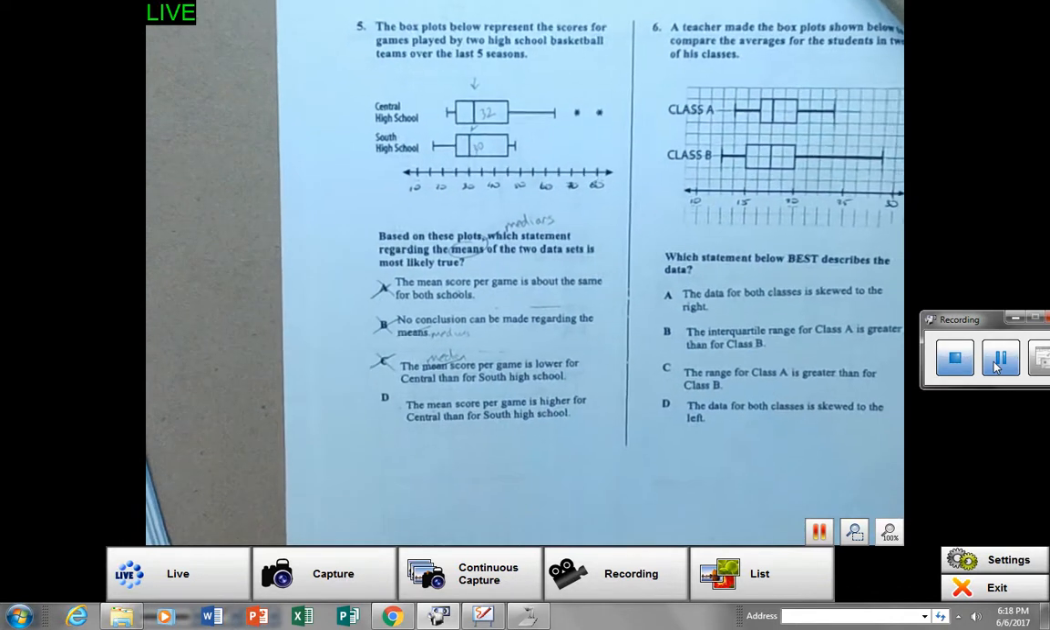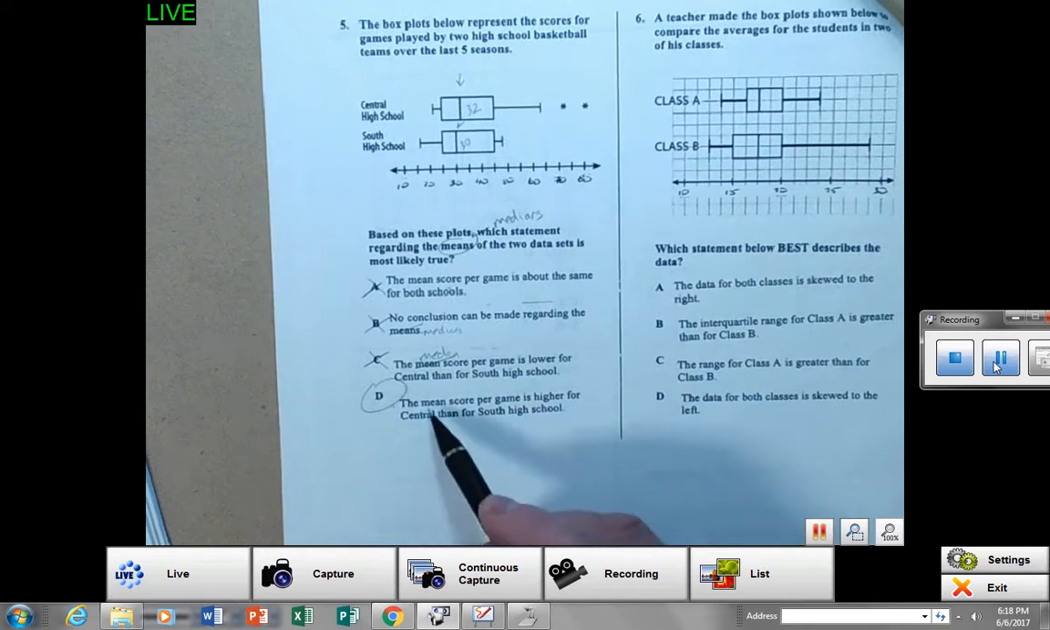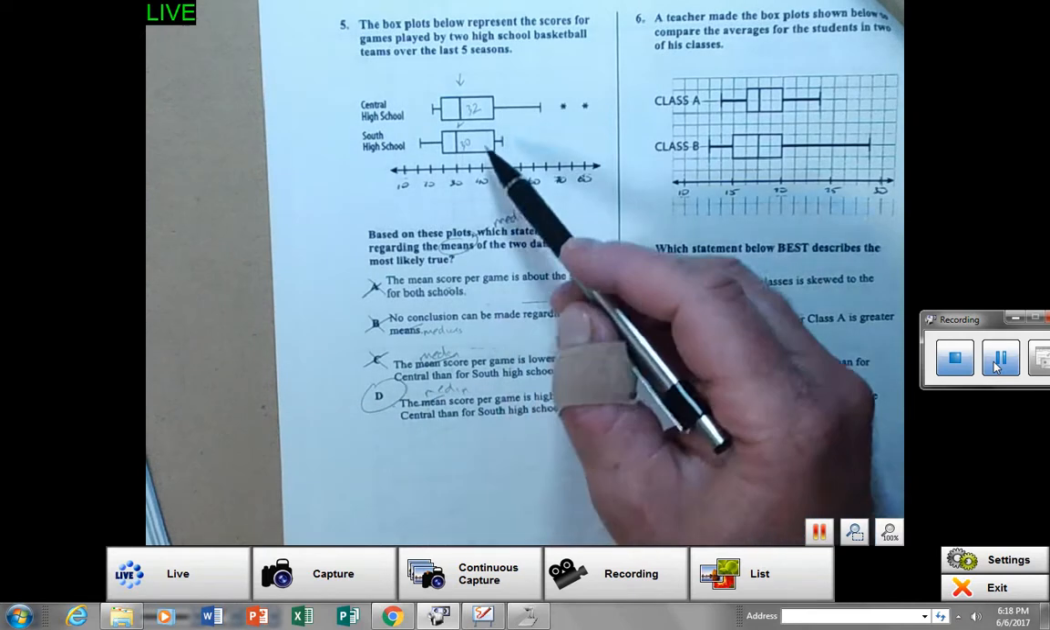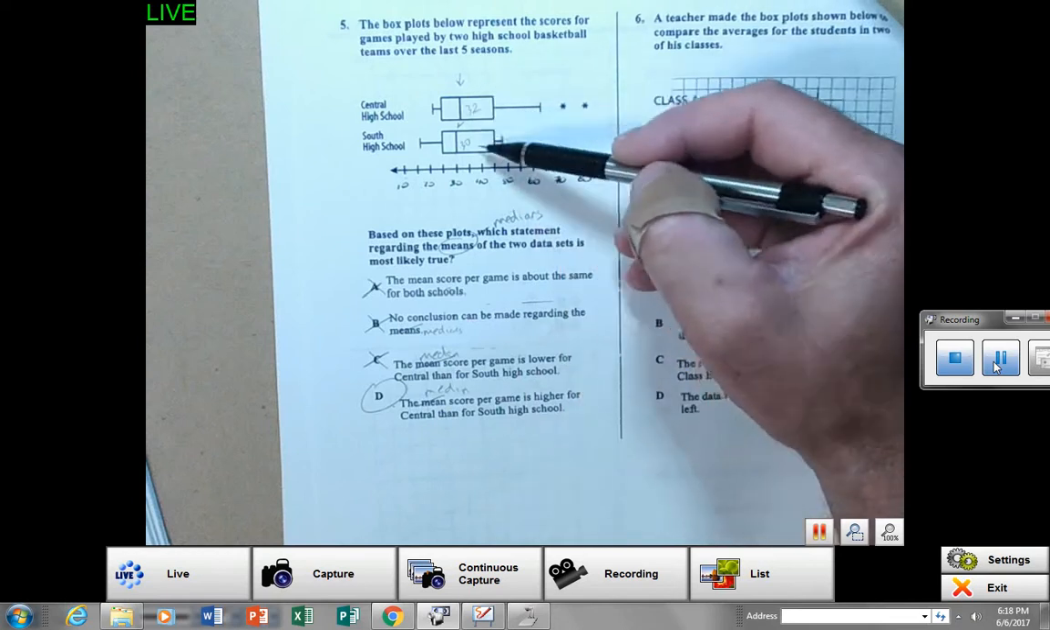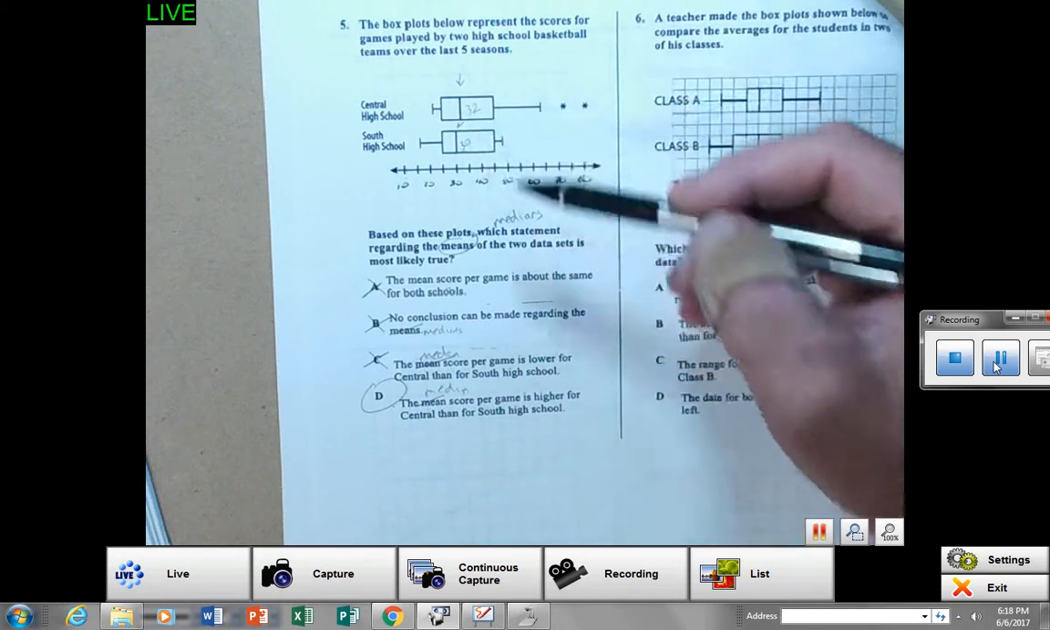All right, last one is good. The median score per game is higher for Central than South High School. This has a median of 32, where South High School has a median of only 30.